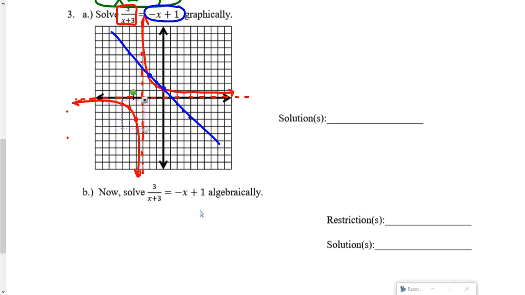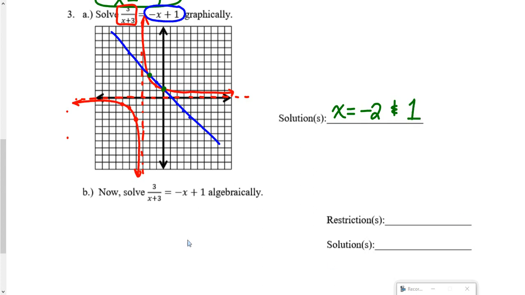So my 2 solutions are right here at the point 0, 1, and right here at the point negative 2, 3. Now, since the original problem only had x's in it, for my solutions, I only care about the x values. I have x equals negative 2 and x equals 0. I just said the x value, and then I wrote the y value.